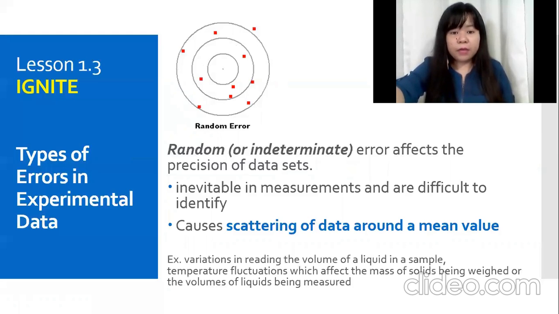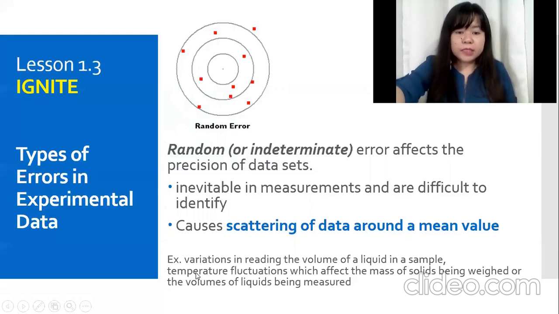An example would be variations in reading the volume of a liquid sample. This is assuming that you have already tried to control everything that you can to make your readings and measurements as accurate as possible. There are also temperature fluctuations which affect the mass of solids being weighed or the volumes of liquids being measured.